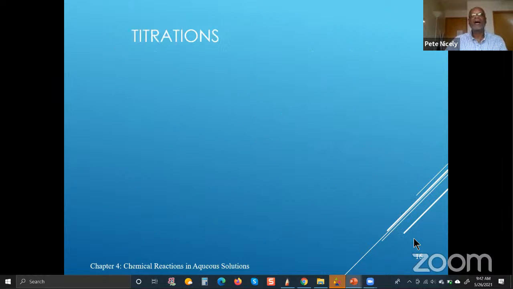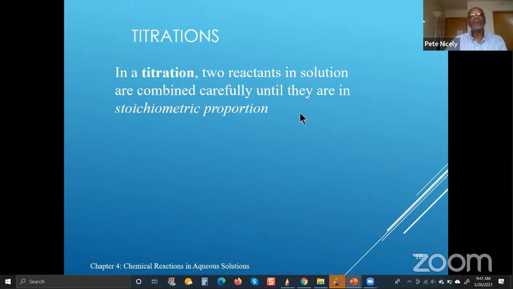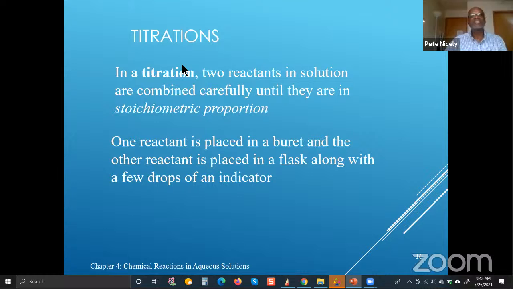Okay, so I mentioned titration before. This is just basically rehashing what I just said with a little bit more detail. So let me just go into this briefly. Basically, one reactant is placed in a long cylindrical piece of glassware known as a burette. Those of you who are doing the lab with me will get the opportunity to work with that piece of glassware and you'll see how the setup takes place.